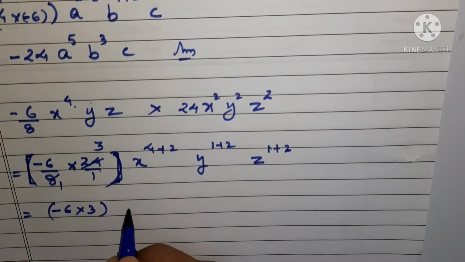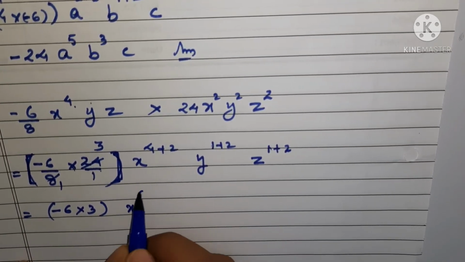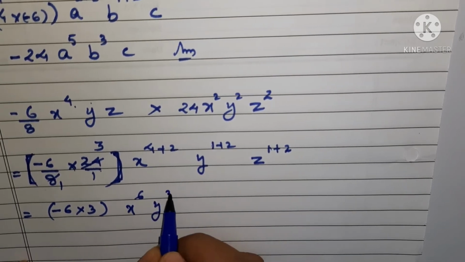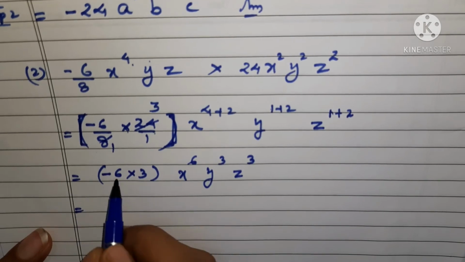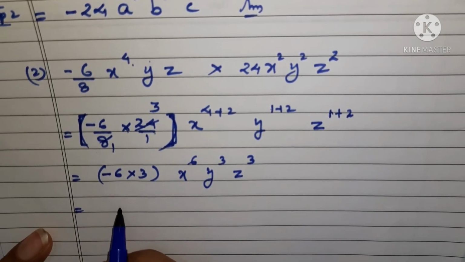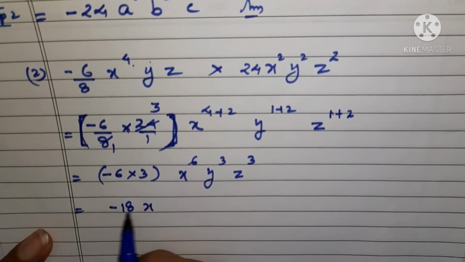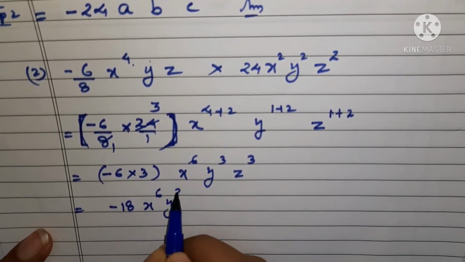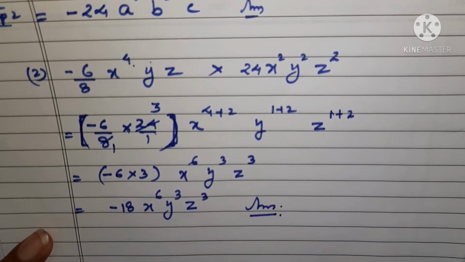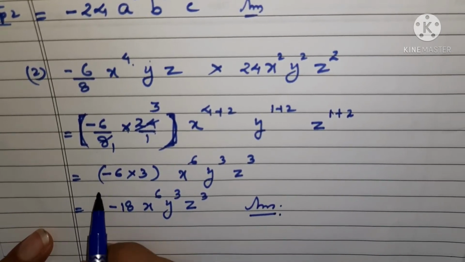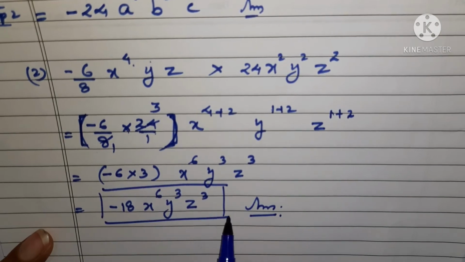Now here what are you going to get? X to the power 4 plus 2 is what? 6. Y to the power 3 and Z to the power 3. Further again you can do it. 6 into 3 is going to give you what? It is 18, and since the minus sign is there, you are getting here minus 18, x to the power 6, y to the power cube and z to the power 3, and this is going to be your answer. I hope now you have understood. This is going to be your answer.